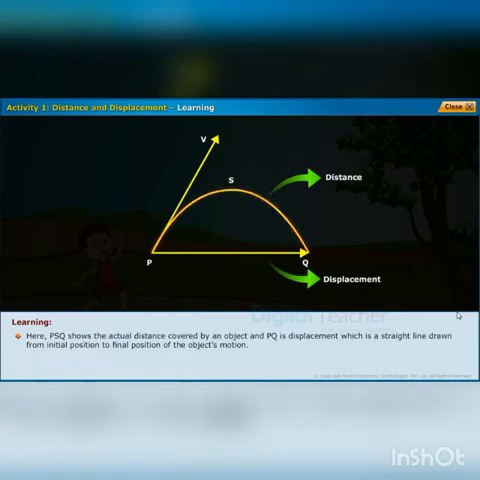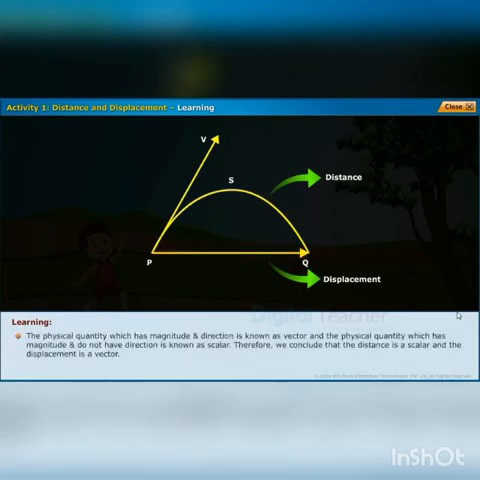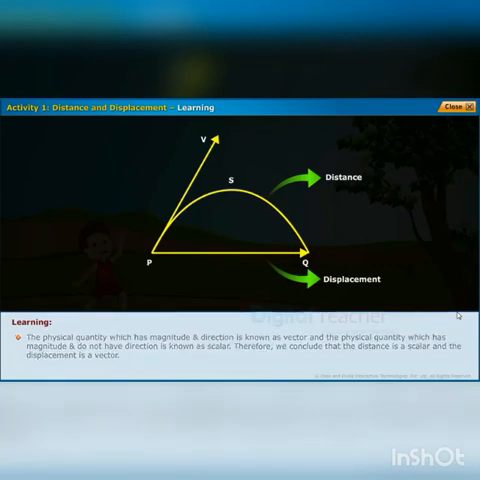Here, PSQ shows the actual distance covered by an object and PQ is displacement, which is a straight line drawn from the initial position to the final position of the object's motion. The physical quantity which has magnitude and direction is known as a vector, and the physical quantity which has magnitude and does not have direction is known as a scalar. Therefore, we conclude that distance is a scalar and displacement is a vector.